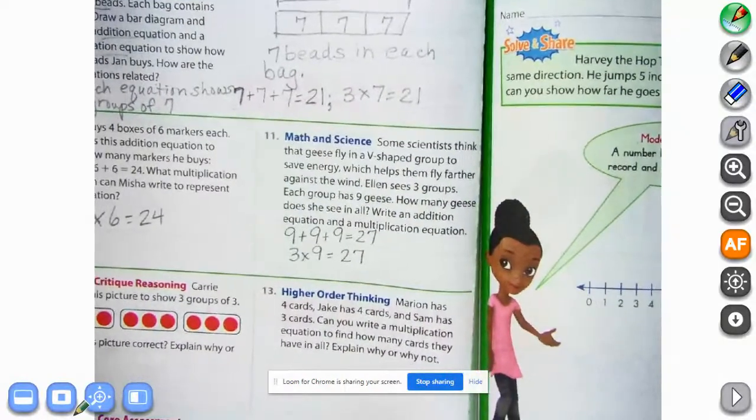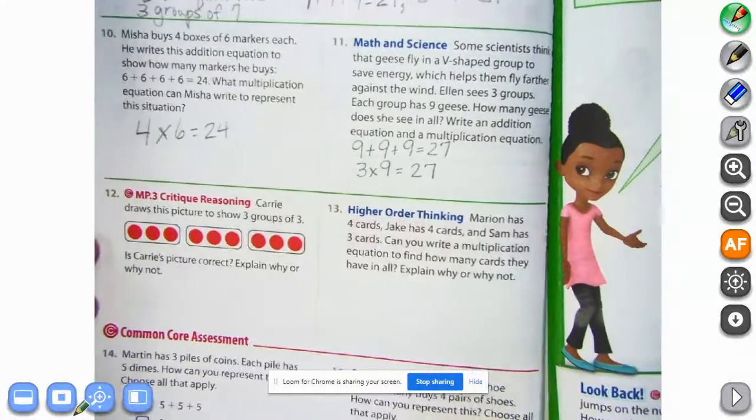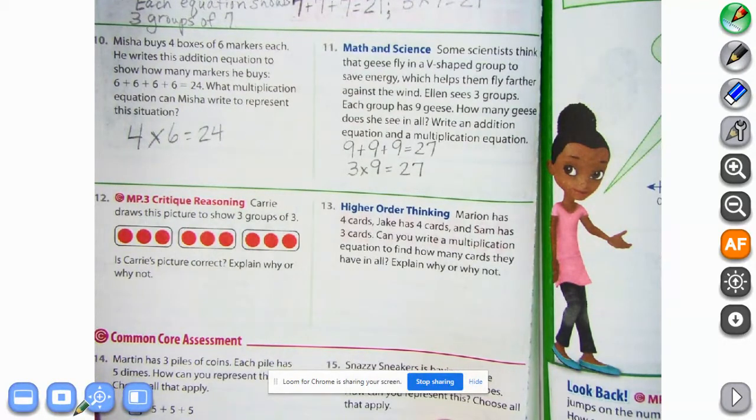Okay, if you don't have all of that written down, make sure you get that written down. Okay, Carrie draws this picture to show 3 groups of 3. Is Carrie's picture correct? Explain why or why not.